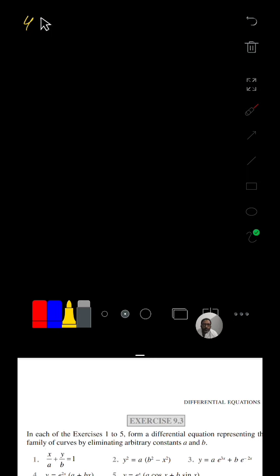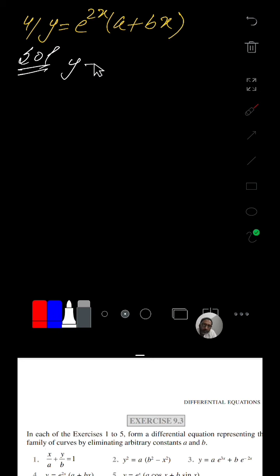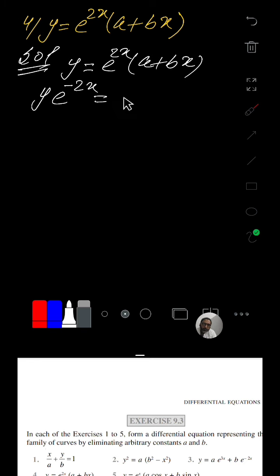Now, fourth sum, given solution is y is equal to e raised to the power 2x bracket a plus bx. Y is equal to e raised to the power 2x, a plus bx. Now transpose e raised to the power 2x to the left hand side, it becomes y e raised to the power minus 2x is equal to a plus bx. Let it be equation number 1. Differentiating with respect to x.